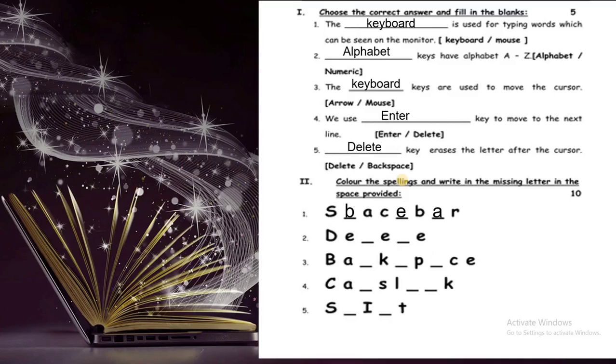Space bar. See, here is the spelling mistake. It is not B, it is a P. S P A C E B A R. Space bar. Now see the second one. D E L E T E. Delete. Right? Here the space is given. Now see B A C K S P A C E.